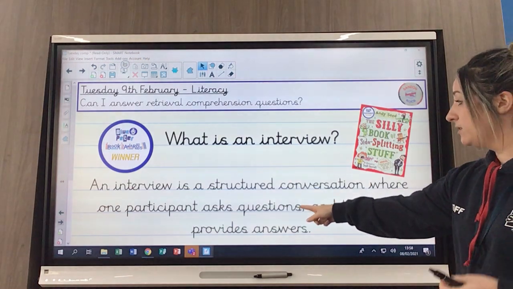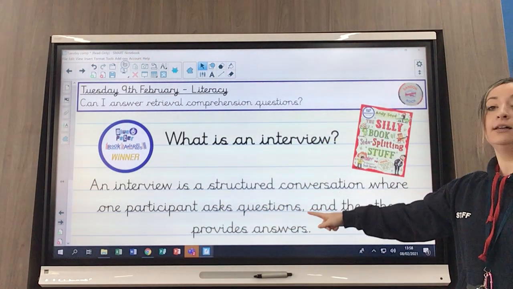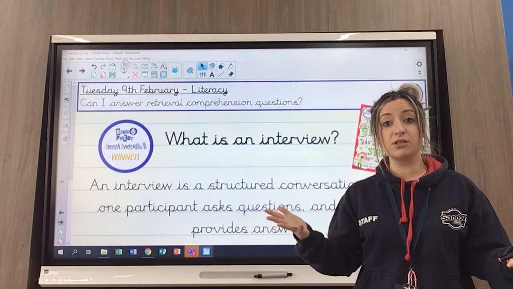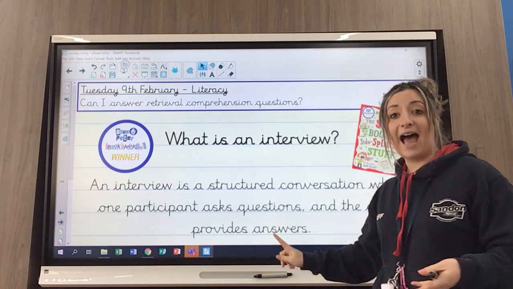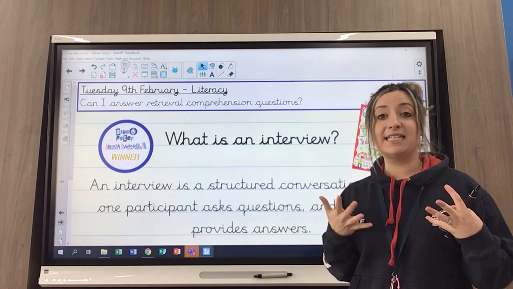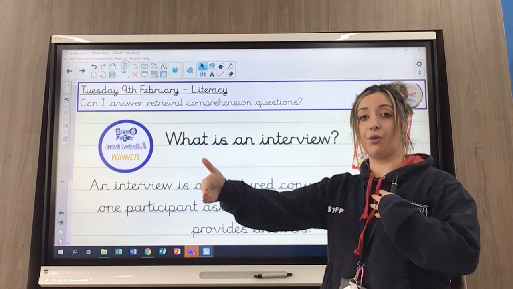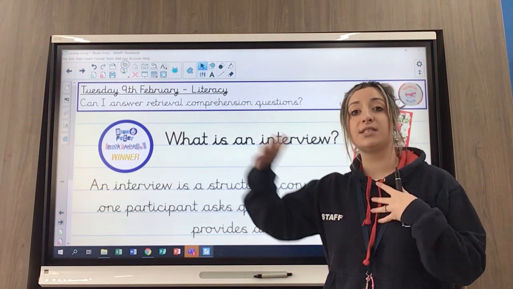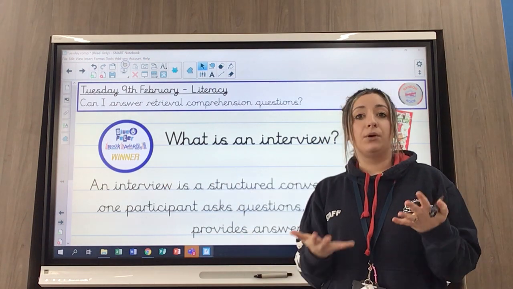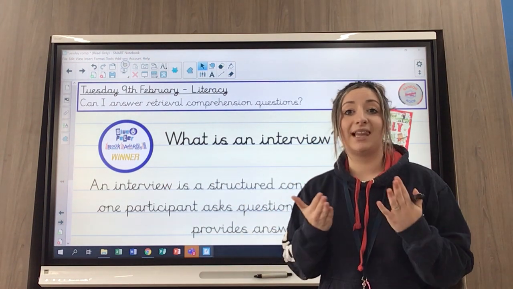One participant asks questions, and can you guess what the other participant does? The other person answers the questions, so they provide the answers. An interview is normally between one person and another. It could be between one person and a group of others. For example, it could be an interview with Little Mix.